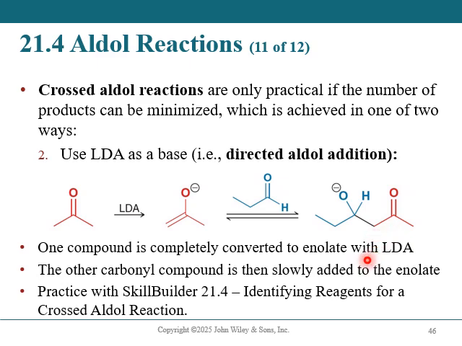One compound is completely converted to enolate with LDA. Remember that this is irreversible. The other carbonyl compound is then slowly added to the enolate. So all of these are things that you can control on an experimental setup, right? So you basically force this to happen first, and then once it happens, in the same container, you add the other carbonyl compound.